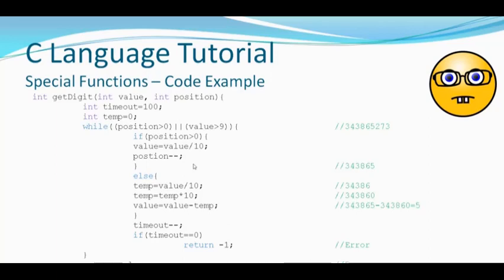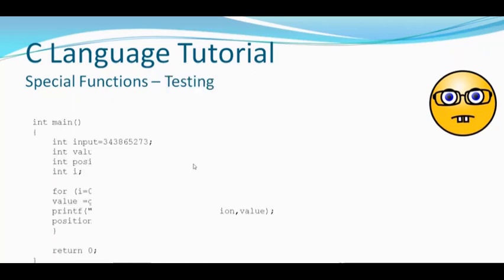So let's see how we can test this code. We create a main routine. We define an input variable where we basically put our input value in, what we want. We define a value. This is just going to be the return digit. That's the digit we're going to get out of it. But we're going to start off by position 0, or with a value of 0 at position 0. And we define I just for the for loop.